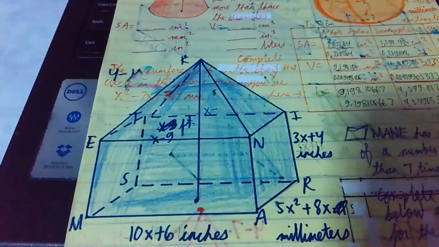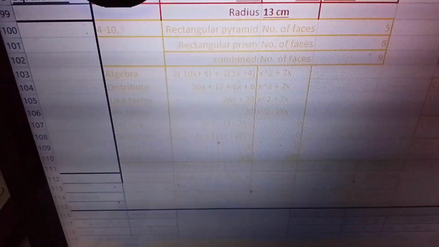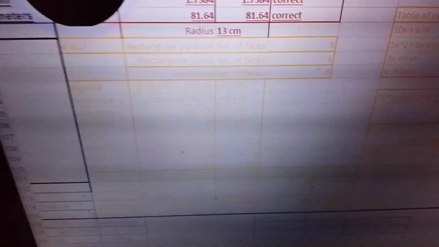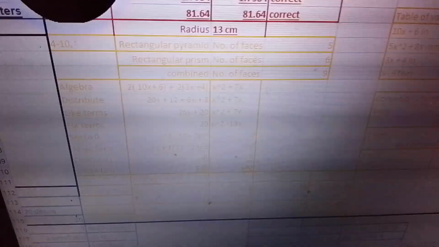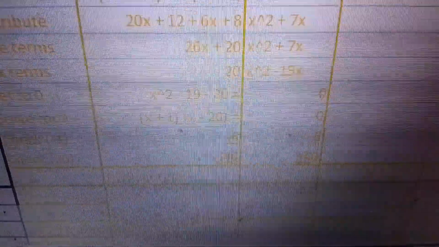Now, let's input everything to our formula. Remember, we did the algebra and we did it this way. Tama? 2 times 10x plus 6 plus 2 plus 3x plus 4 is equivalent to x squared plus 7x. Yun yung ginawa ko sa papel. With that, we distribute. Pagkatapos mag-distribute, we combine like terms. And we were just left with x squared minus 19x minus 20. Then the answer is supposed to be positive 20. So to check if negative 1, ganito yung formula na ginawa ko.